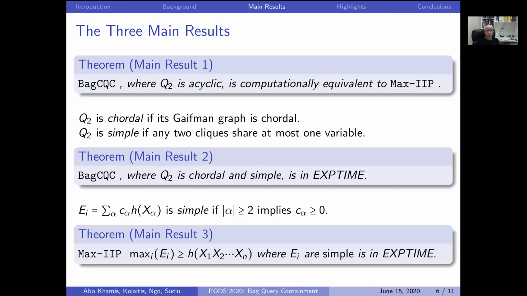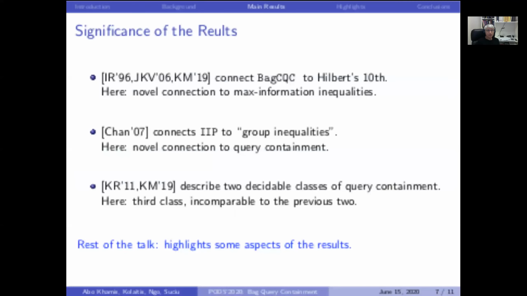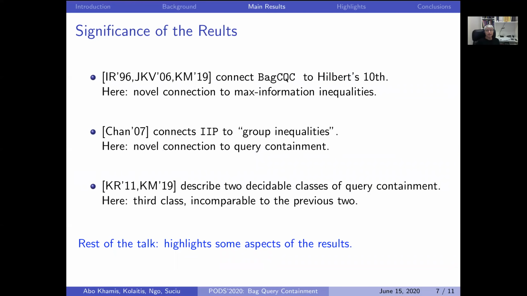And we prove that under those restrictions, a max inequality problem is decidable in exponential time. So before I highlight some details of these results, I'd like to quickly comment on their significance. Previous work on bag query containment by Ramakrishnan, Ioannidis, and Jayram, Kolaitis, and Pi, and also the recent work by Konstantinidis and Mogavera, connect bag query containment to Hilbert's tenth problem. Our connection seems to be novel.